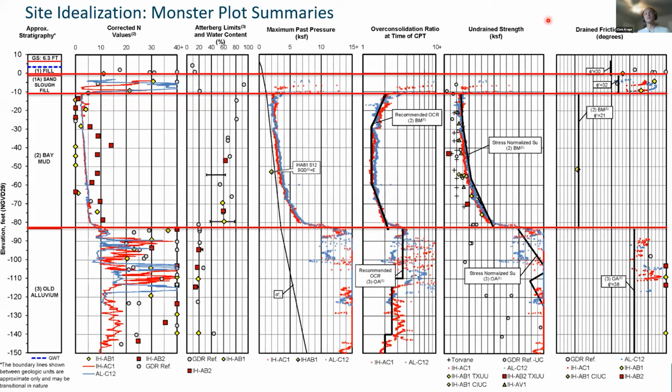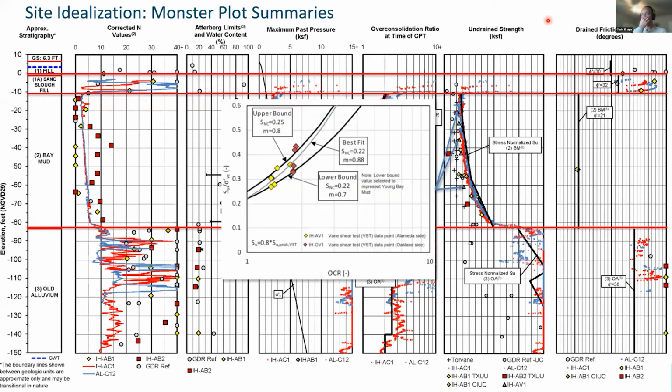And then undrained strength characterization. There's lots of different data sources for coming up with what is our undrained strength. You've got your more index style evaluations, your pocket pens and your Torvane tests. And then we've got our CPTs, we've got our lab triaxial tests and our vane shear test data. This is an example here of the vane shear test data.